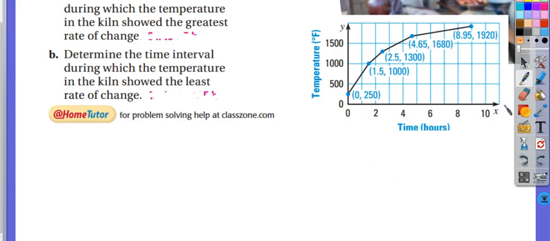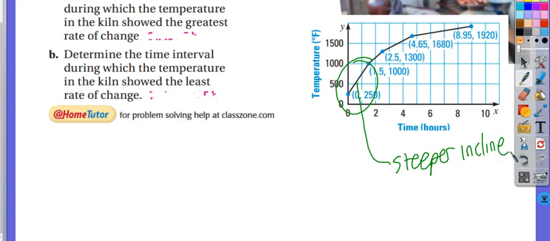So by reading this graph, during what time interval was the rate of change the highest? Between when you began and an hour and a half. Very good. Now what about that part of the graph tells us that you have the greatest rate of change? Steeper incline. Steeper incline, right? And a way to say that with mathy words is a bigger slope.